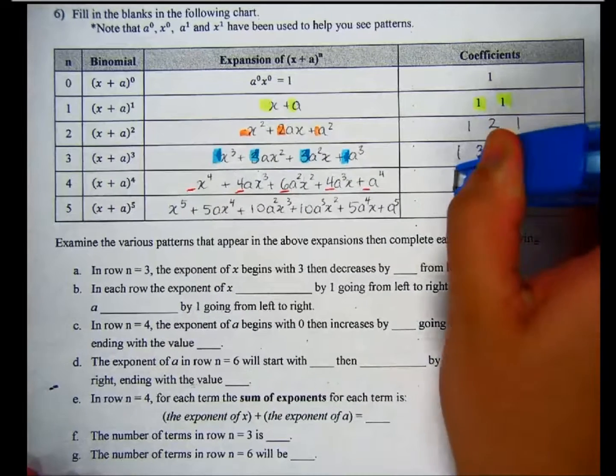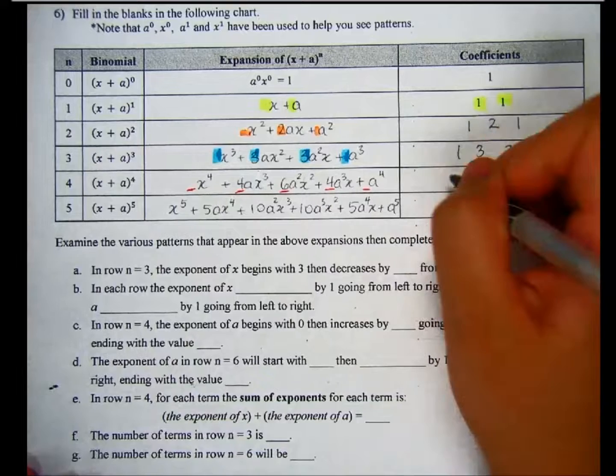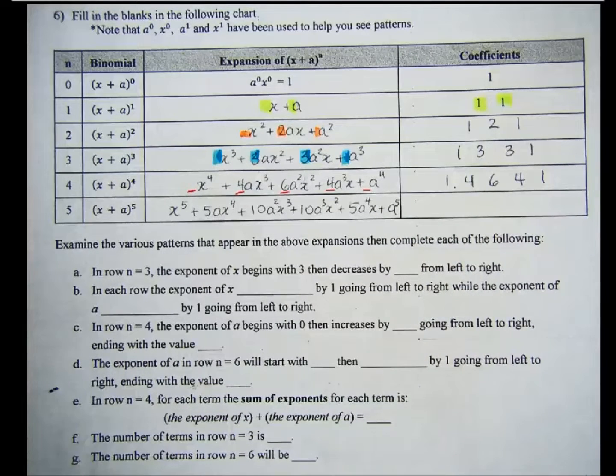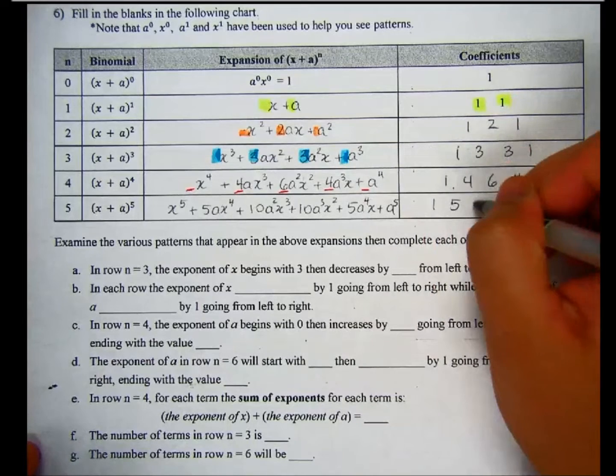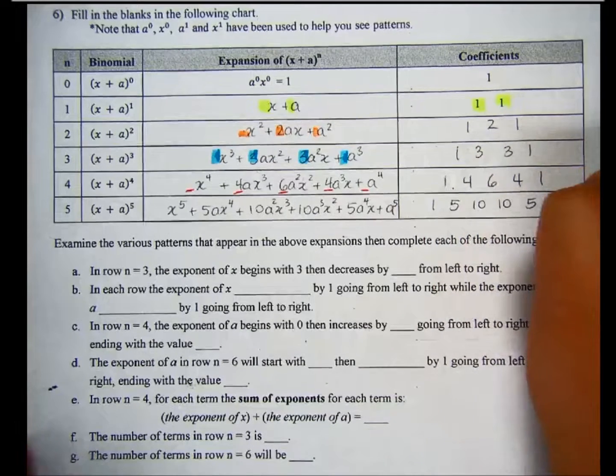I don't like the placement of that. I'm just going to fix that. And for the last row, without having to highlight, I can tell you that the coefficients are going to be 1, 5, 10, 10, 5, 1.